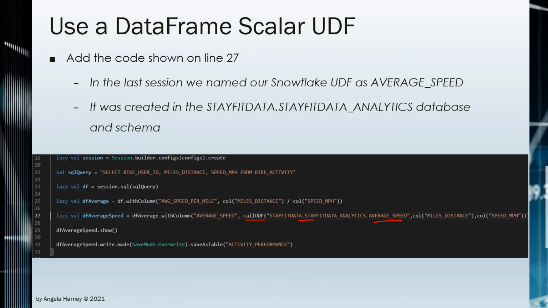Copy line 25 and rename the data frame as shown here. Change the name of the column to be added to average speed. Then wrap the two column references in a call UDF method, with the first parameter being the name of the UDF. Note, you will need to put the Snowflake database.schema.function name as part of the reference in the name of the UDF.